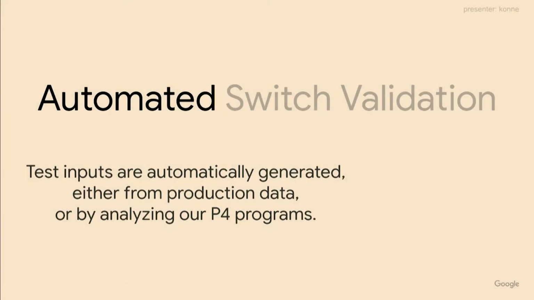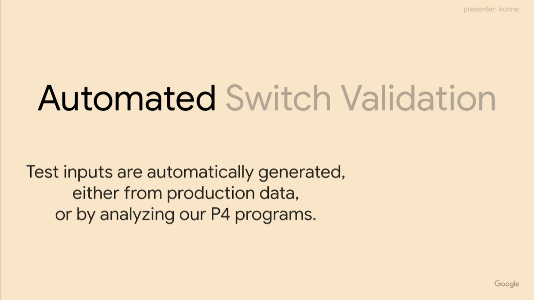So let me break it down. What does automated switch validation mean? It's three words. Automated: what that means is we don't manually write any test inputs. Instead, we generate them automatically. And we do that using production data and by analyzing our P4 programs.